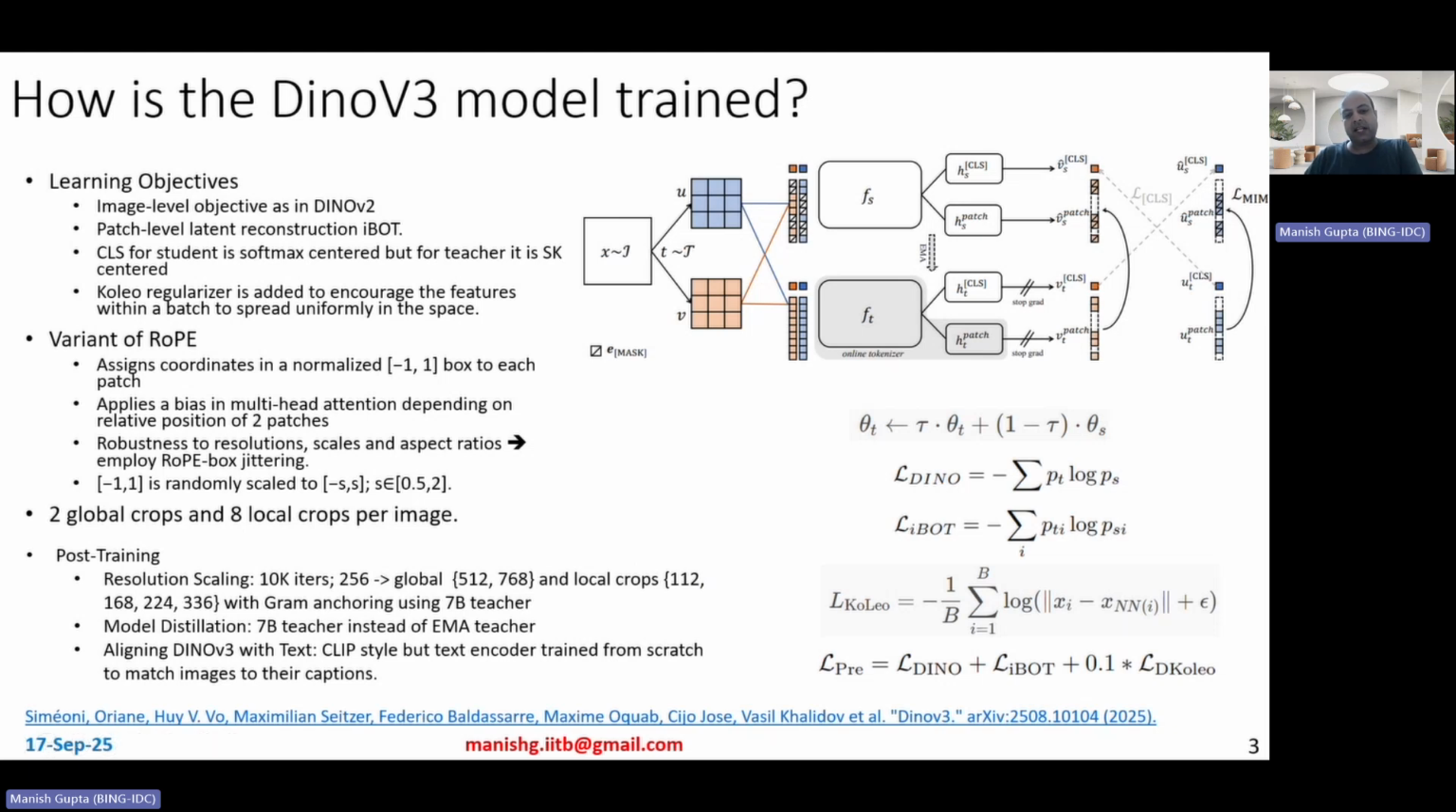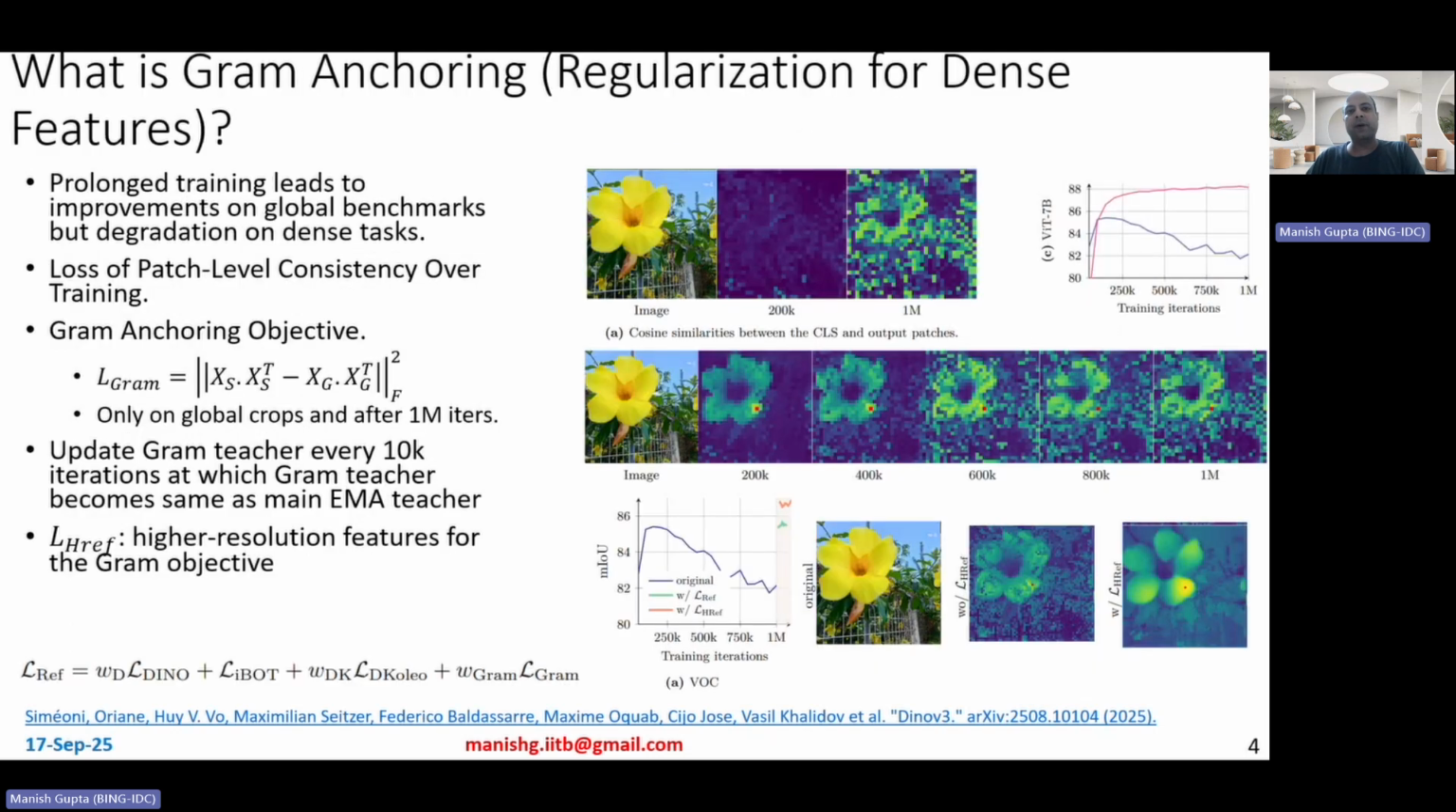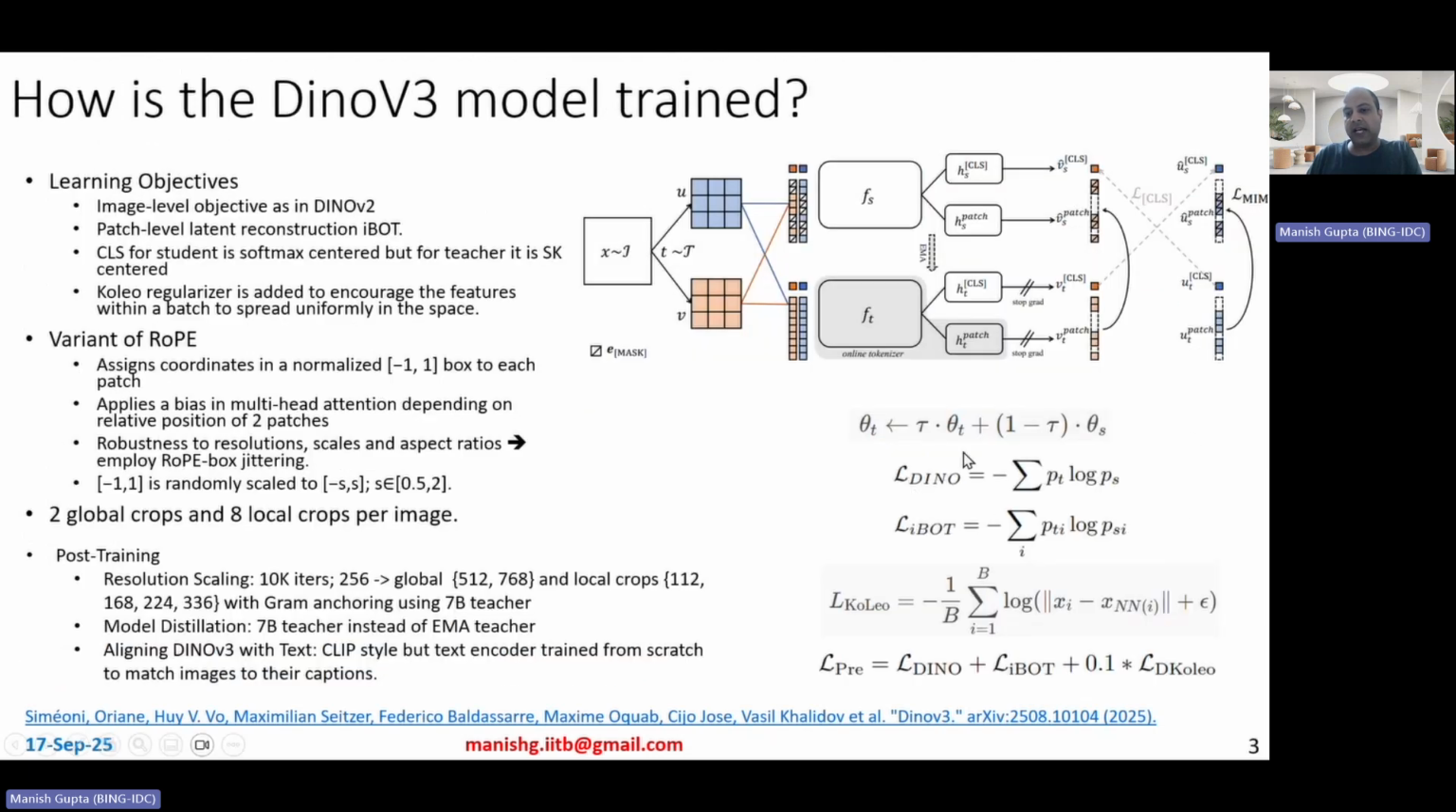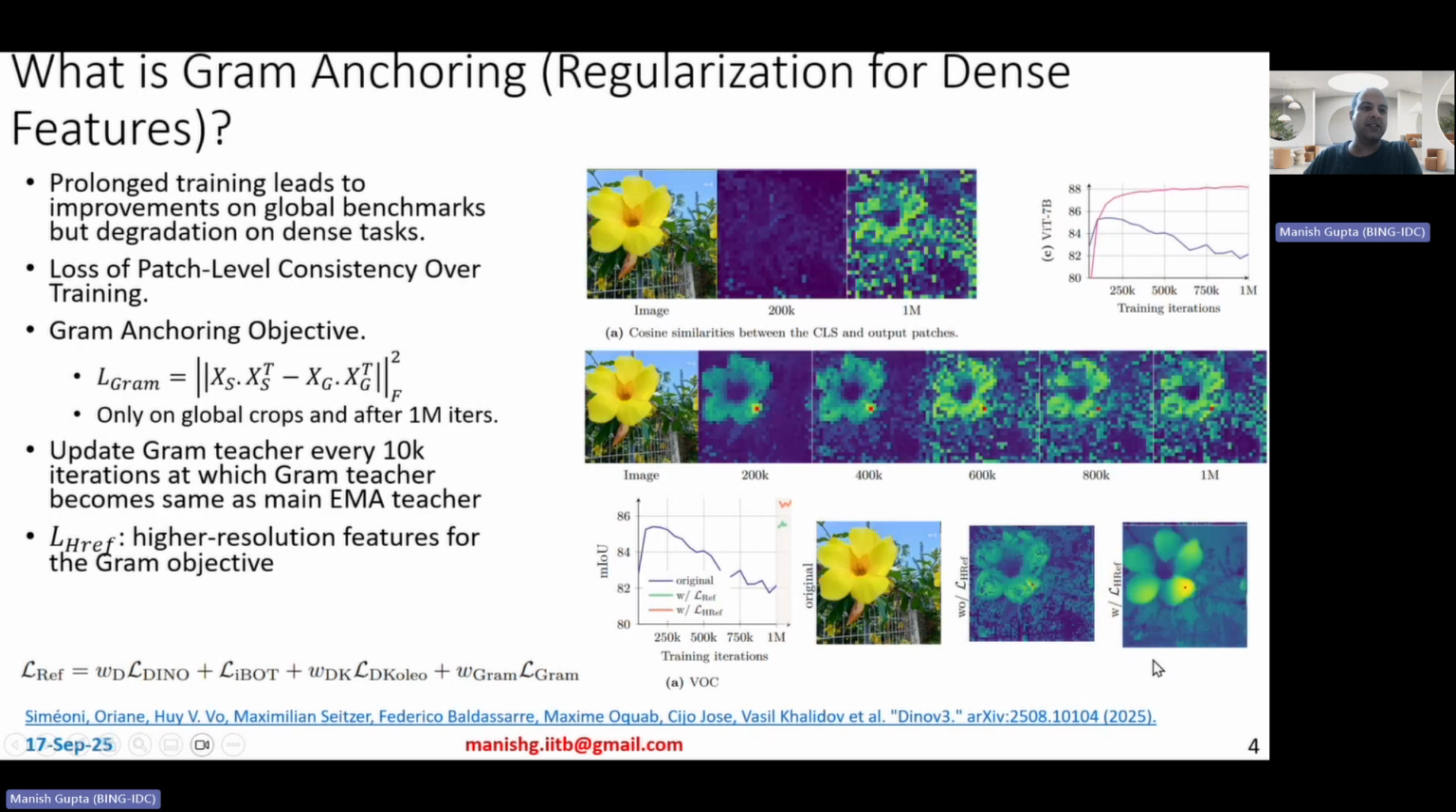Now, just like CLIP has a multimodal variant, they also train from scratch a text encoder so as to support multimodal tasks. Okay, so that's basically the DINOv2 part of DINOv3. Now, further, besides the 3 different losses that you see here, DINO loss, iBOT loss, and the Koleo loss, the KL divergence based loss, they also come up with this gram anchoring loss. And there's a reason why they propose this gram anchoring loss.